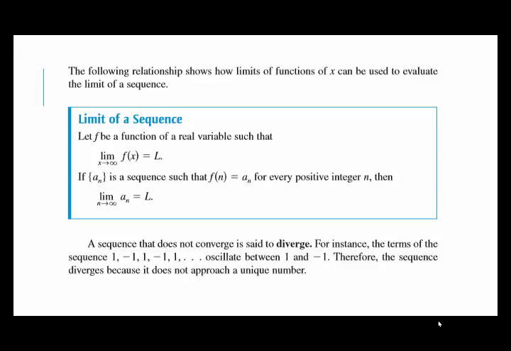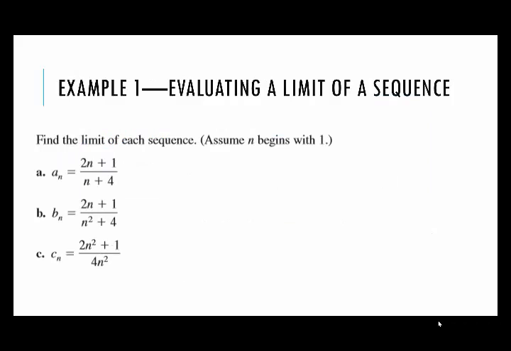A sequence that does not converge is said to diverge. For example, the terms of the sequence 1, -1, 1, -1, 1, and so on oscillate between 1 and -1. Therefore, the sequence diverges because it does not approach a unique number.